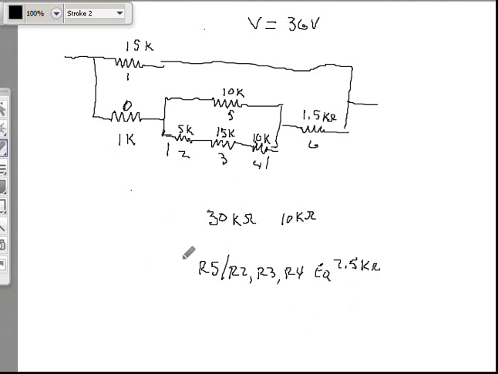So that is that equivalent at 7.5K ohms. Finishing out the series circuit, plus R0 plus R6 equals 10K ohms. So this entire mashup there is the equivalent of 10K ohms. So now I've got just two parallel branches, one at 10K ohms, one at 15K ohms.